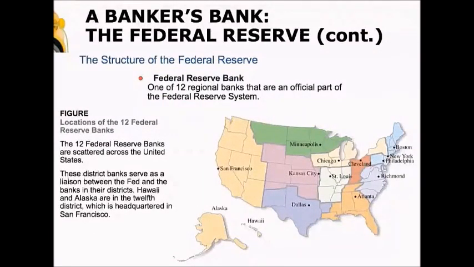What does the Fed look like? There are 12 Federal Reserve banks. They're spread out all over the country. You see San Francisco, Minneapolis, Kansas City, Chicago, St. Louis, Dallas, Atlanta, Richmond, Philadelphia, New York, Boston, and Cleveland. And there's also the Board of Governors in Washington, D.C.